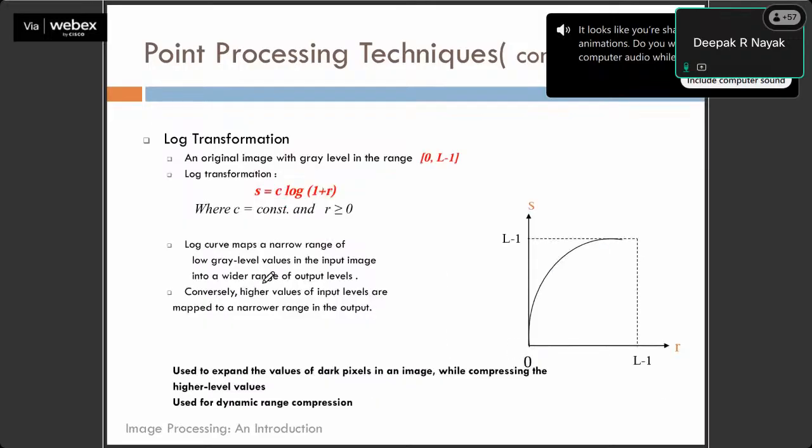Similarly, logarithmic transformation has the expression S is equal to C log of 1 plus R, where C is a constant. You cannot take the R value as 0 if you are not adding 1, so the log value will be undefined. And this is how the function looks, right?